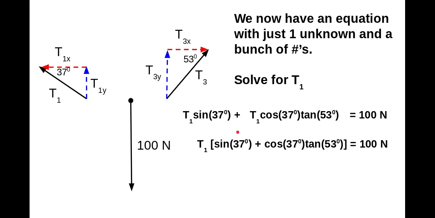Sine of 37, you can put that in your calculator. It'll give you a number plus cosine of 37 times tangent of 53. Again, just all a number. When you do all that out in your calculator, you're going to get T1 times 1.66 equals 100 newtons. Divide both sides by 1.66, and T1 comes out to 60.2 newtons.